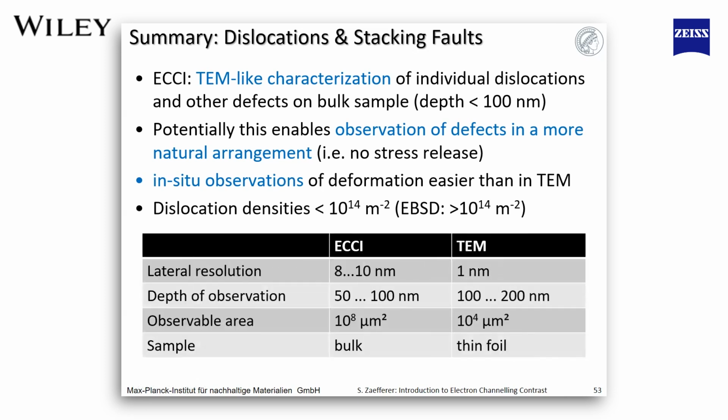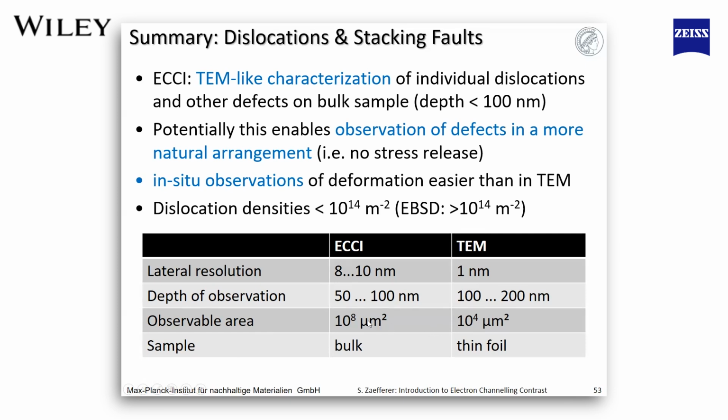And finally, let's compare some features of ECCI with TEM. The lateral resolution of classical diffraction-based TEM is of course much better, about 1 nanometer compared to maybe 10 nanometer in ECCI. As I mentioned, we see 5 nanometer images of dislocations. The depth of observation in ECCI is about 100 nanometer below the surface, which is pretty much the same area we see in TEM thin foils, which are also between 100 and 200 nanometers thick.